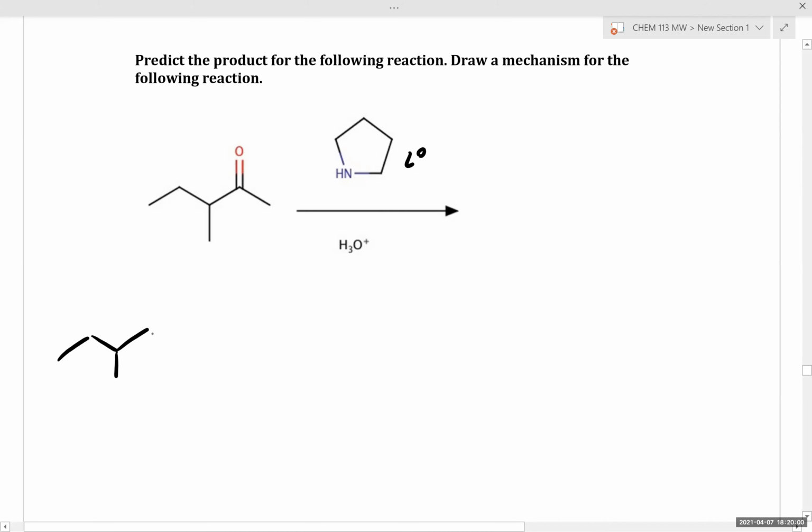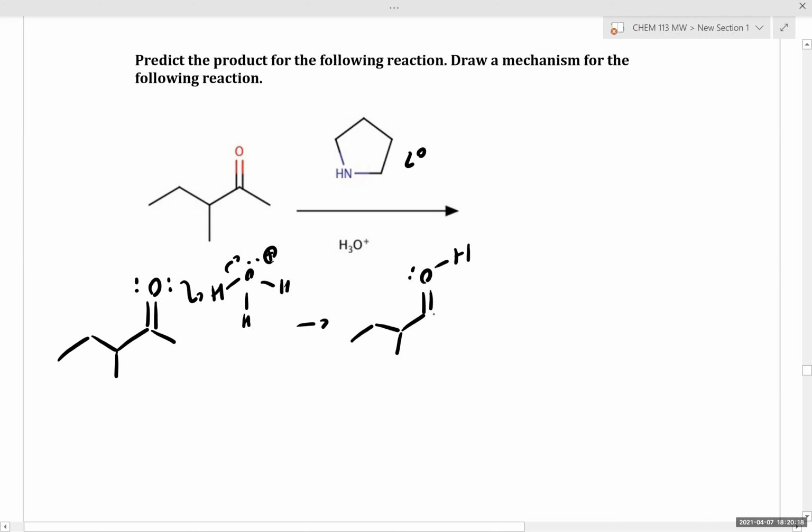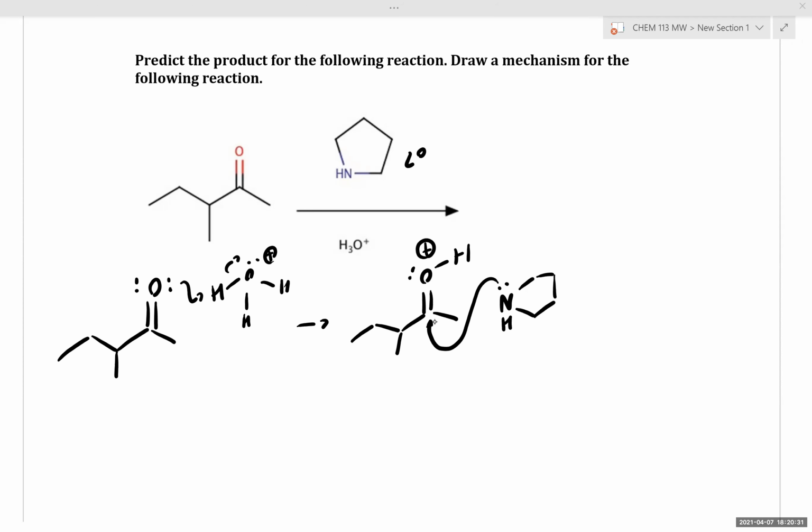So the first step in this process is that we are going to protonate our carbonyl. That activates our carbonyl carbon, making a much more effective electrophile. From here, our secondary amine will attack our electrophilic carbonyl carbon, and that in turn gives us a tetrahedral intermediate.